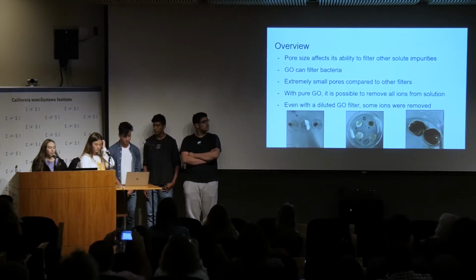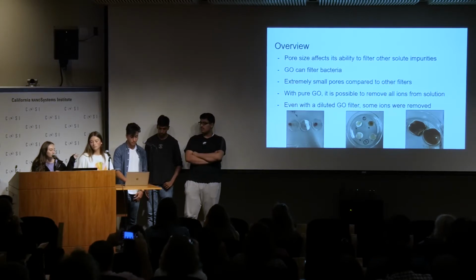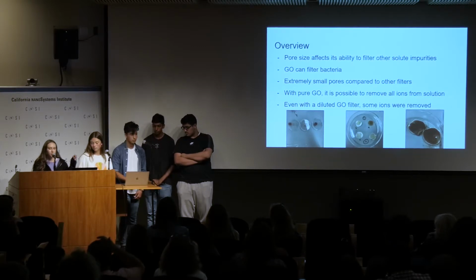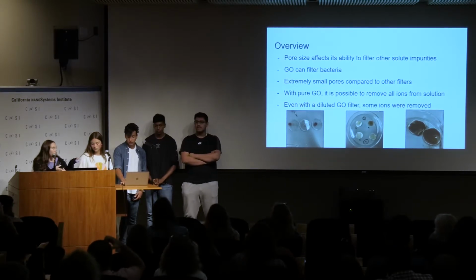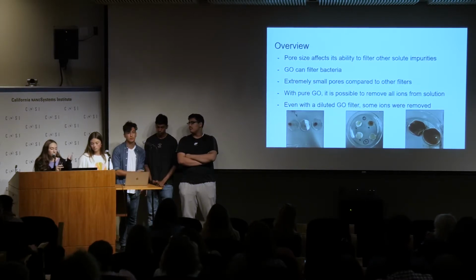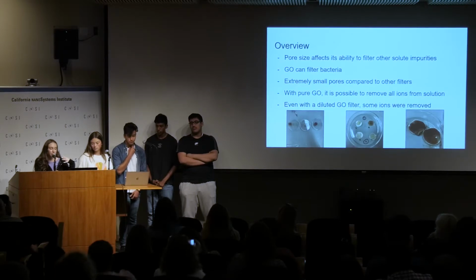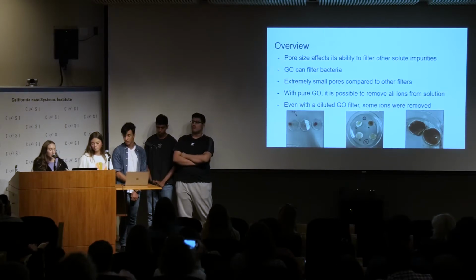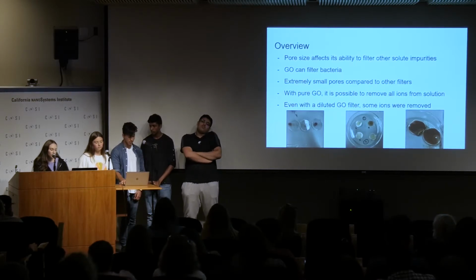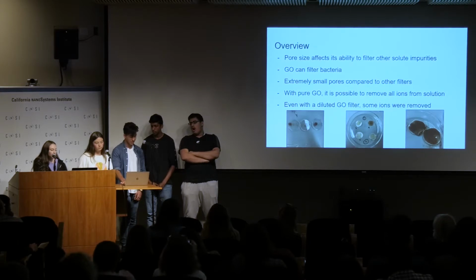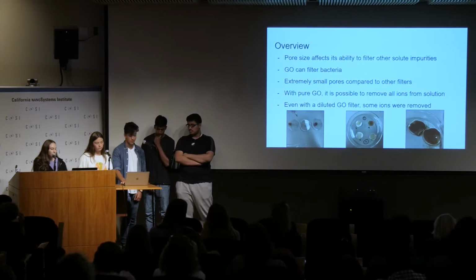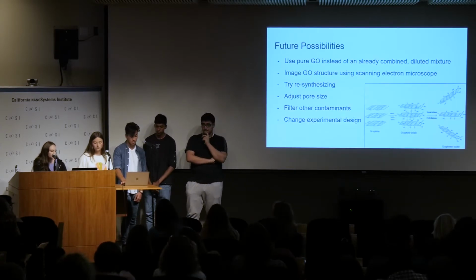Okay, just for an overview, we used the graphene oxide filter to try to filter out 4 different solutions because it's typically used just to filter salt out of water. So we wanted to see if the idea of using the membrane could filter out other contaminants. And we really found out that pore size affects the ability of the filter to get rid of contaminants. And we learned that it can filter bacteria. It has such small pores that we thought the bacteria would get stuck, and we were right. And with a pure graphene oxide solution, it's possible to remove all ions, but with our diluted solution, some of the ions were still removed.